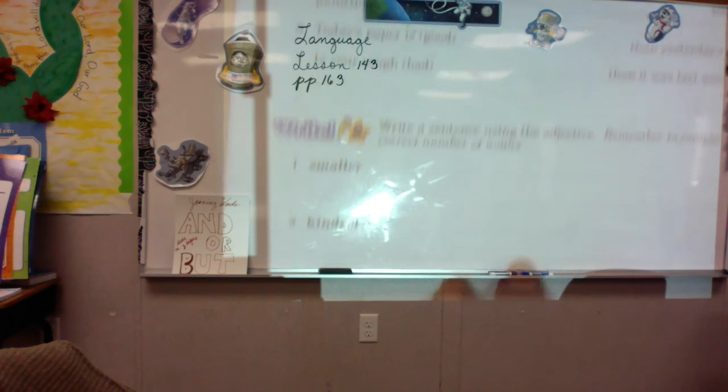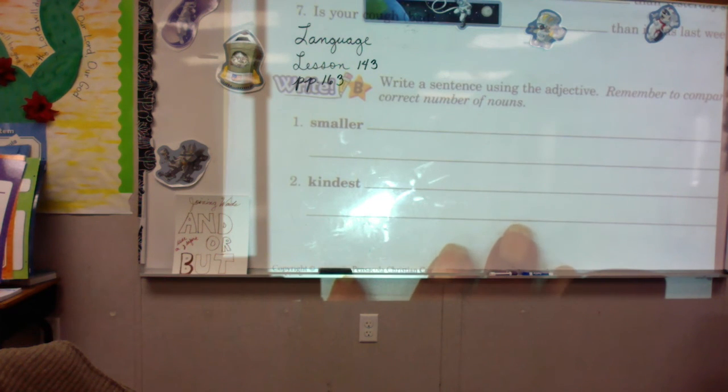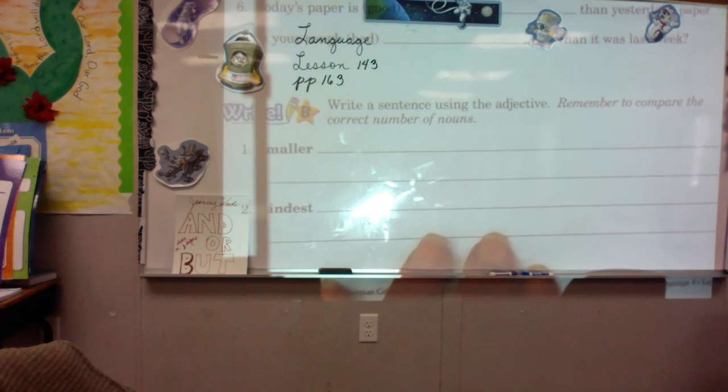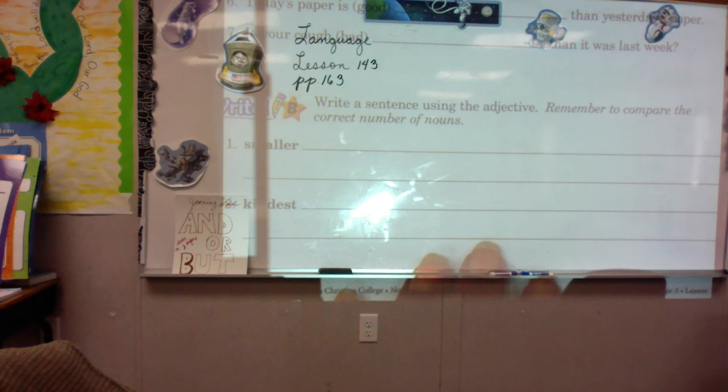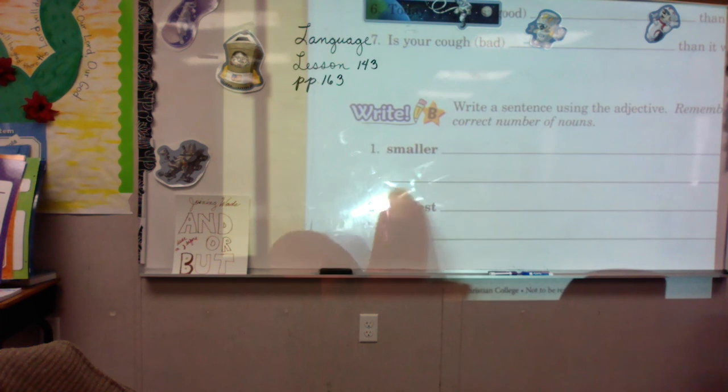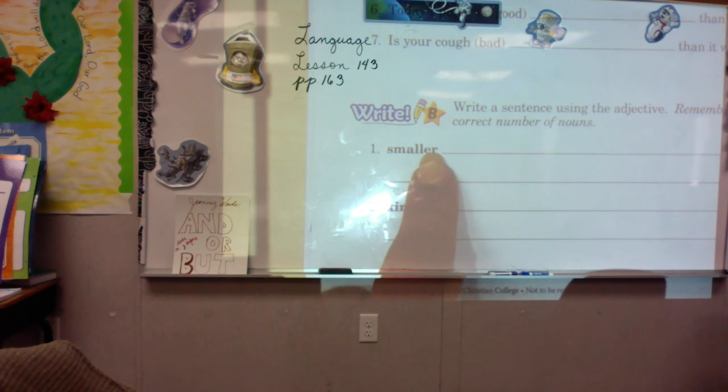And the last part of this page, write a sentence using the adjective. Remember to compare the correct number of nouns. You have smaller, kindest. Smaller, ER, I'm comparing two things. Kindest, EST, I'm comparing something with a group.